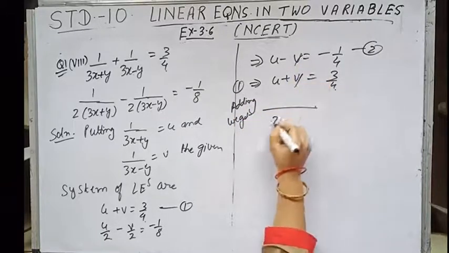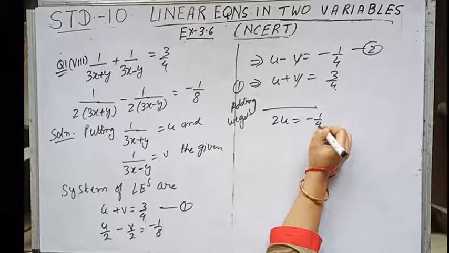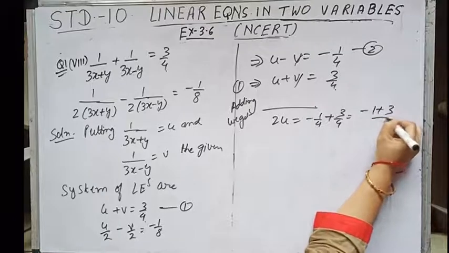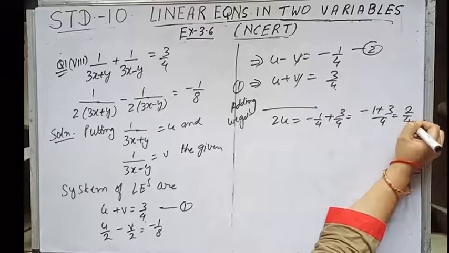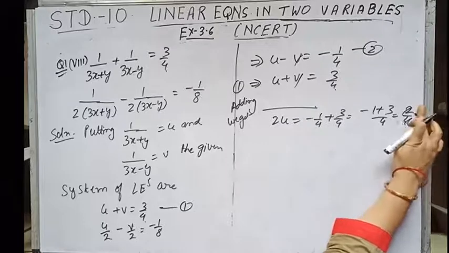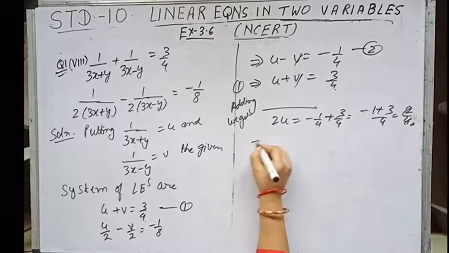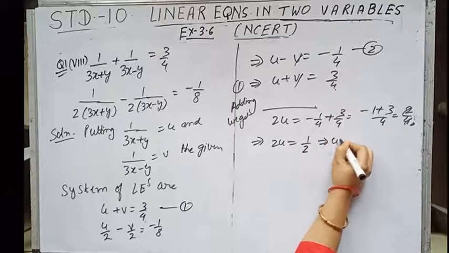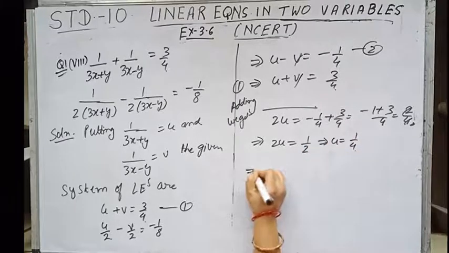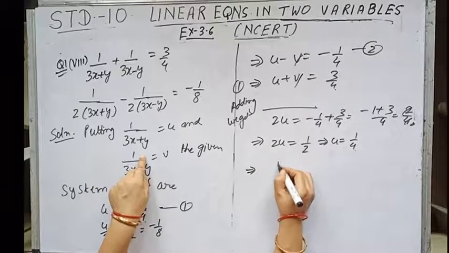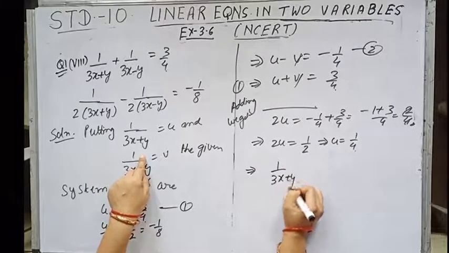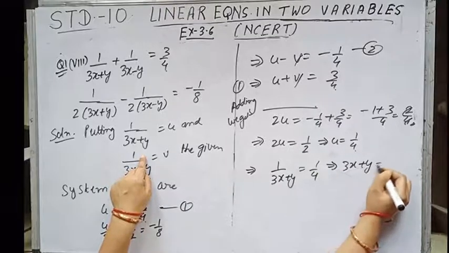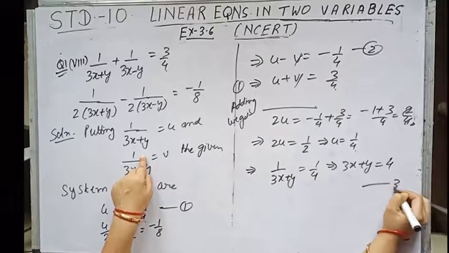these two will be cancelled. 2u equals minus 1 by 4 plus 3 by 4 equals minus 1 plus 3 by 4 equals 2 by 4 equals 1 by 2. This implies 2u equals 1 by 2. This implies u equals 1 by 4. This implies 1 by 3x plus y equals 1 by 4. This implies 3x plus y equals 4. Let us make it equation number 3.